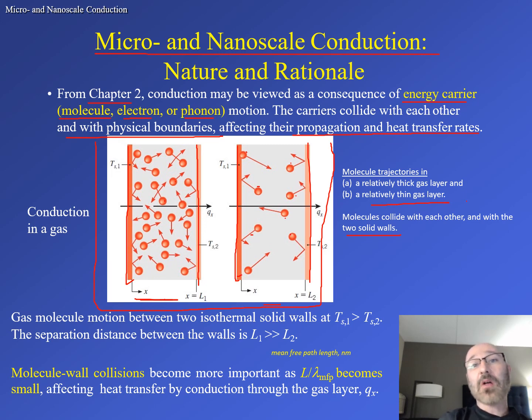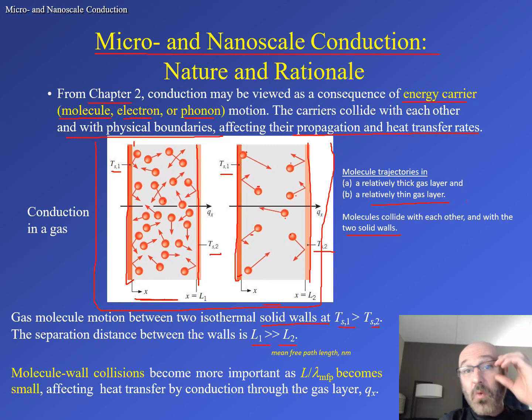So the gas molecule motion between the two isothermal solid walls, we can see the solid walls right there. We have T_S1 and T_S2. The separation distance between the walls, where L1 is greater than L2 right there.